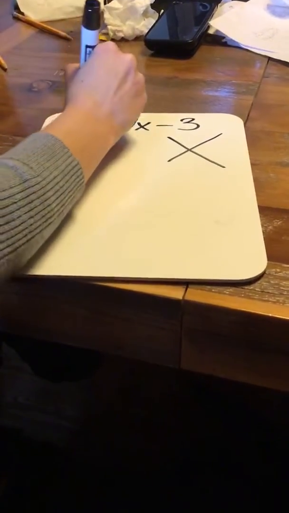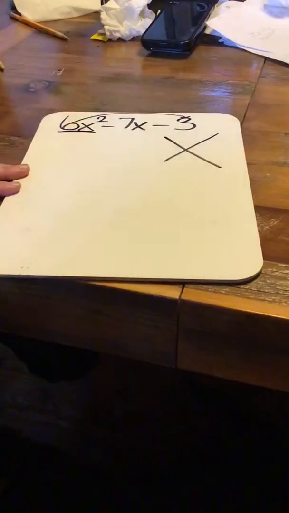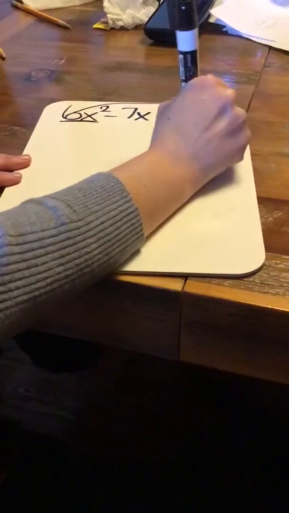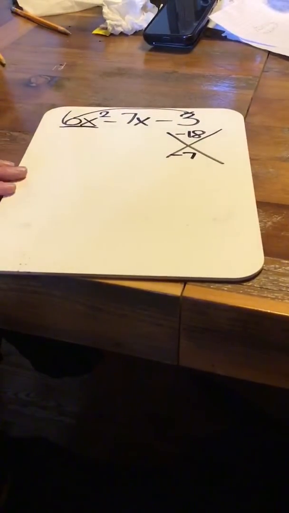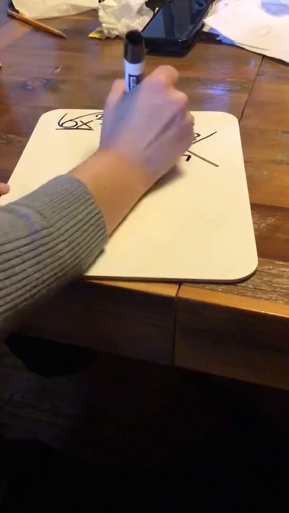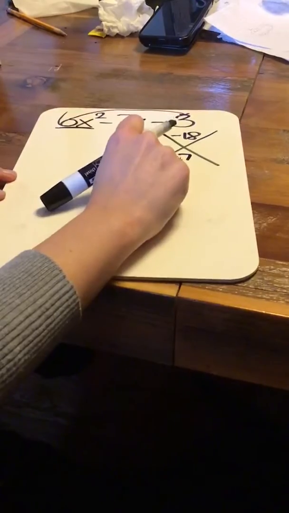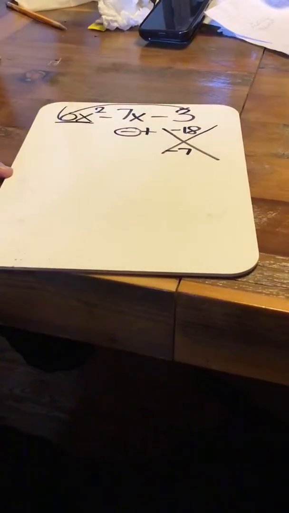Remember, our top number comes from multiplying these two, so that makes negative 18, and down here makes negative 7. We're going to do the same thing as before. Do I need 2 positives, 2 negatives, or 1 of each? To get a negative on the top, I definitely have to have 1 of each. Which one do I need more of? To add up to a negative, I need more negatives, okay?